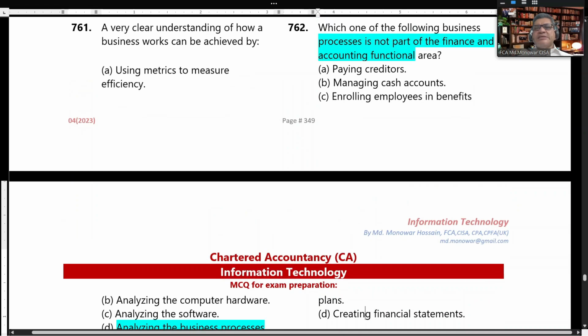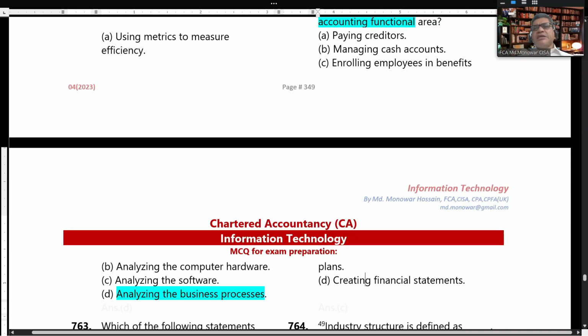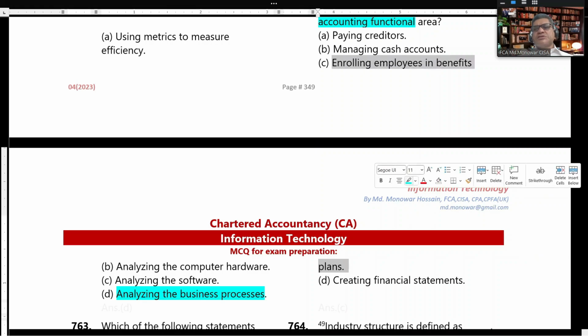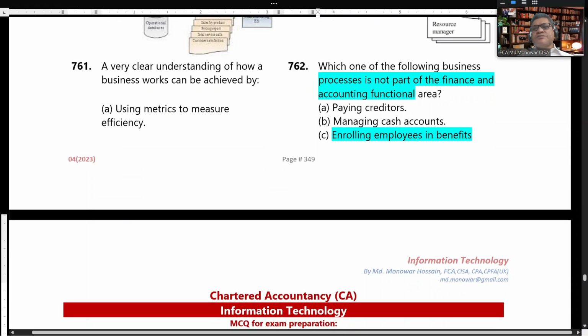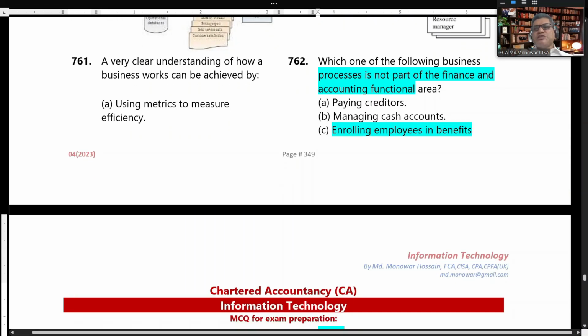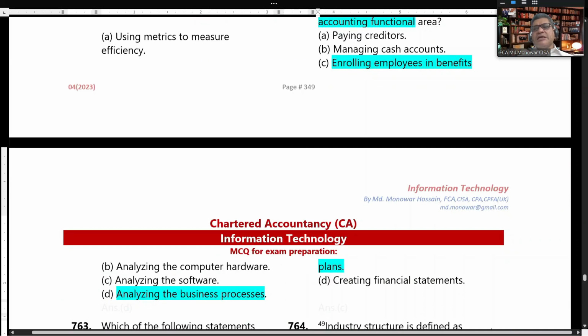But see, just benefit plan enroll করা হচ্ছে, এখানে কোনো আর্থিক পরিবর্তন হচ্ছে না। So here answer is C. So if we see the question, which of the following business process is not part of the finance and accounting function area? So enrolling employees in benefit plan is not a part of finance and accounting area.